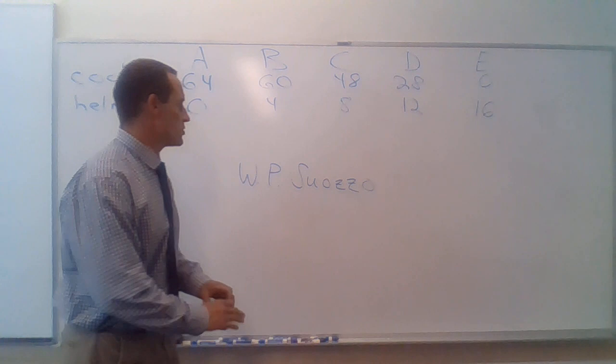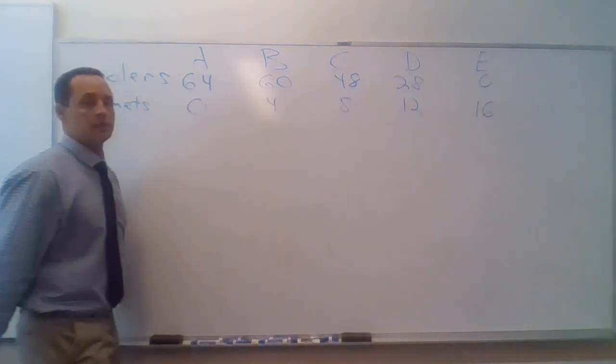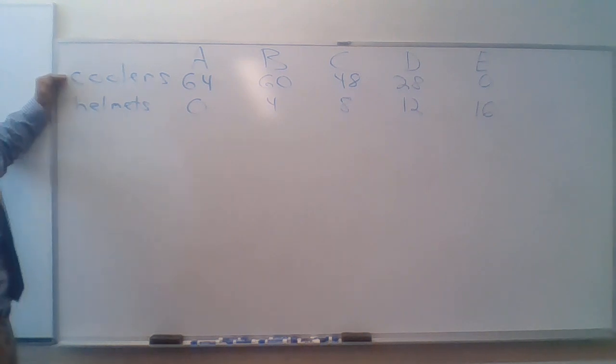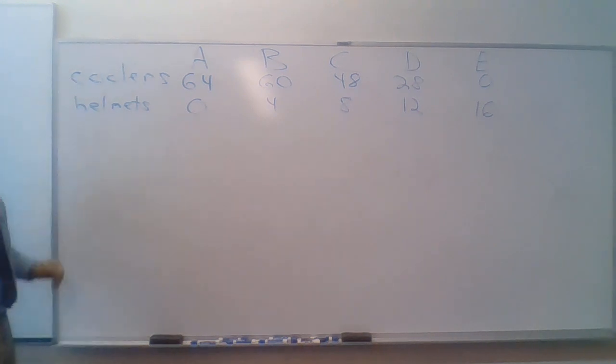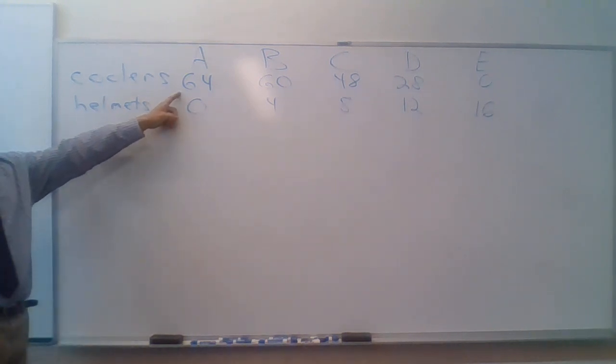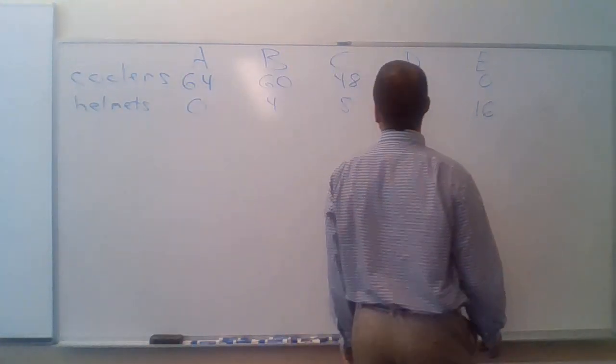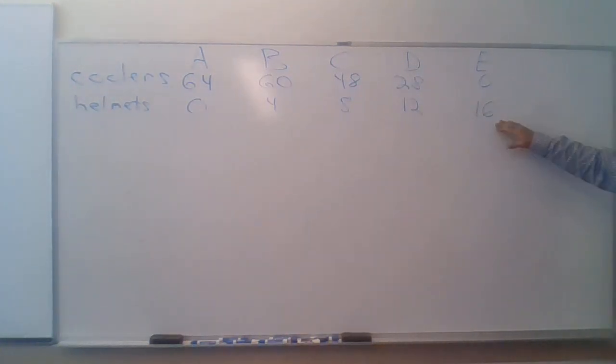Imagine we have a factory that works with styrofoam, making both styrofoam coolers and styrofoam helmets. The factory can make all coolers, 64 coolers with no helmets, or it can make all helmets and no coolers.